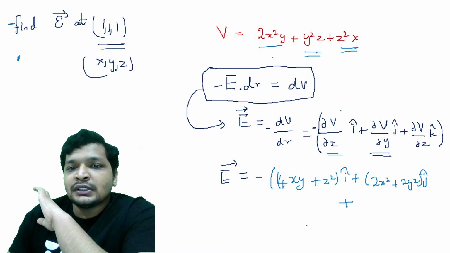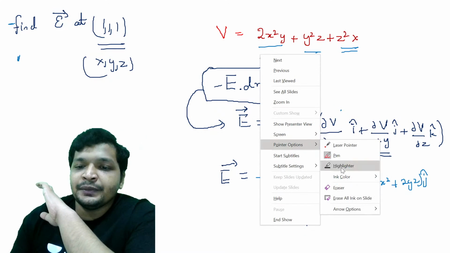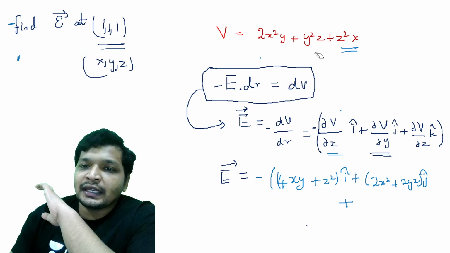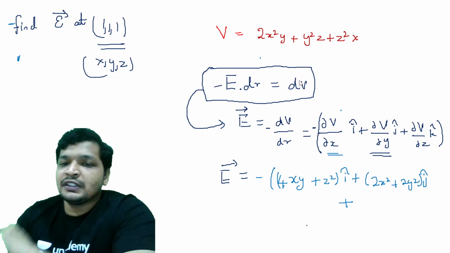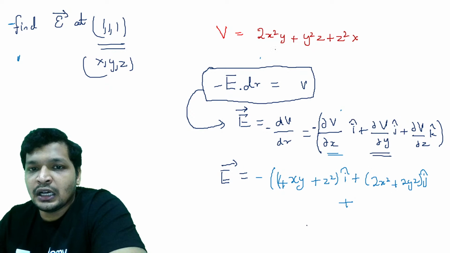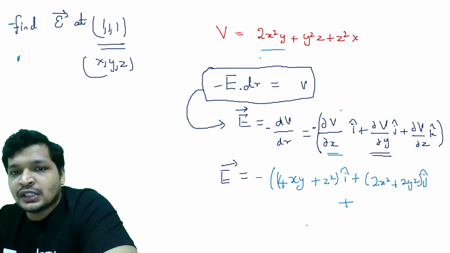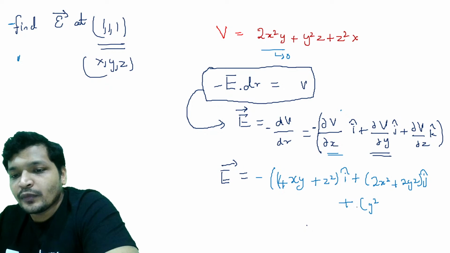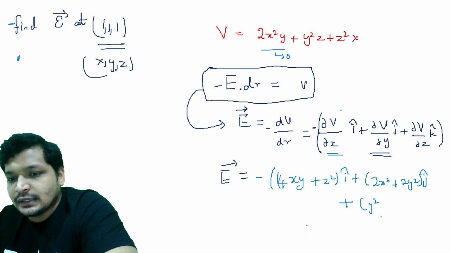And what about this? Again, we need to differentiate it. This time it's again partial differentiation. It's partial differentiation. So this is with respect to z. This is going to be 0. This is going to be y square. And this is going to be 2zx.